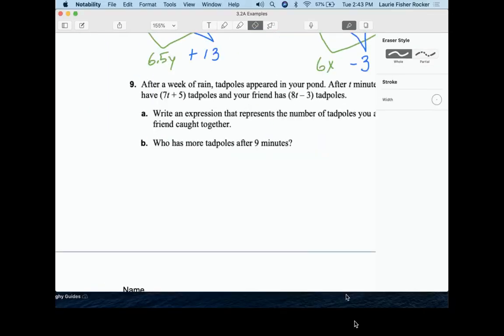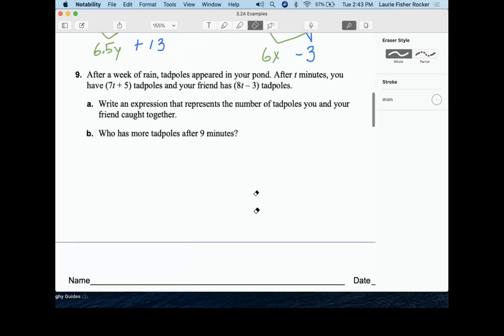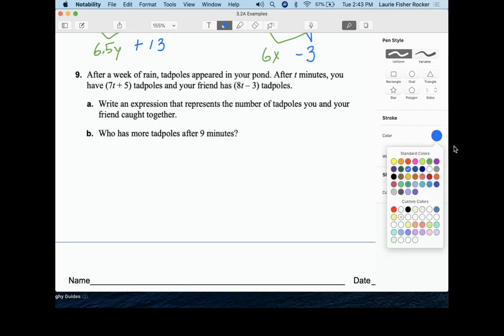Let's look at this next problem. So now we have a word problem, and this word problem relates some of this to a real world problem. You've got 2 questions being asked here, so we're going to address the first one. It says, after a week of rain, tadpoles appeared in your pond. After T minutes, you have 7T plus 5 tadpoles, and your friend has 8T minus 3 tadpoles. A, write an expression that represents the number of tadpoles you and your friend caught together.